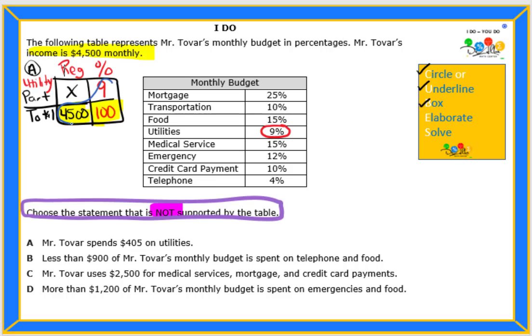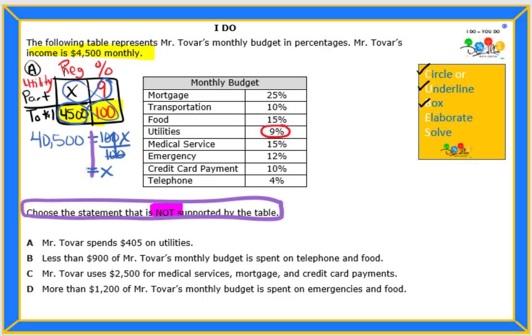So 9 times 4,500. And we're going to multiply that here. 45, carry 4, 36, 37, 38, 39, 40. So 40,500. On the other side, we're going to multiply x times 100, which is 100x. And now we're going to solve our one-step equation. So we're going to divide by 100 to eliminate the coefficient, because 100 divided by 100 is 1. And so that leaves us with x.